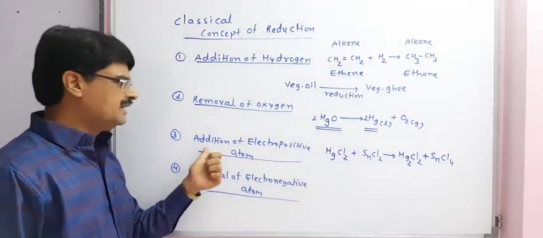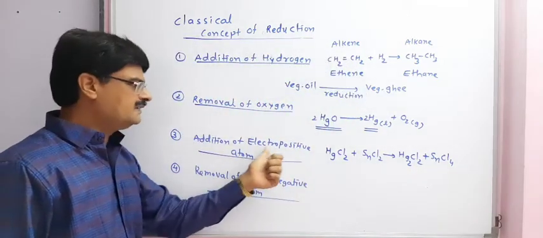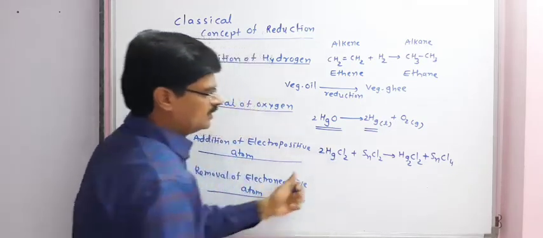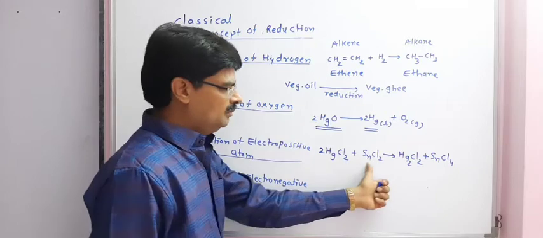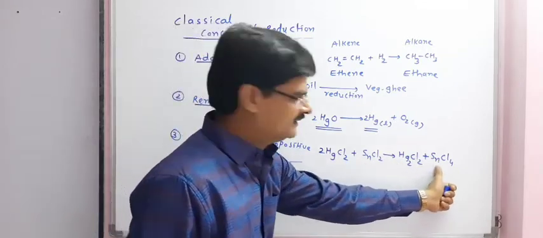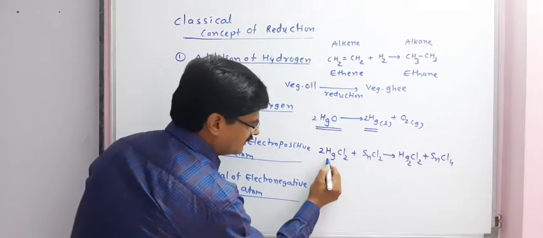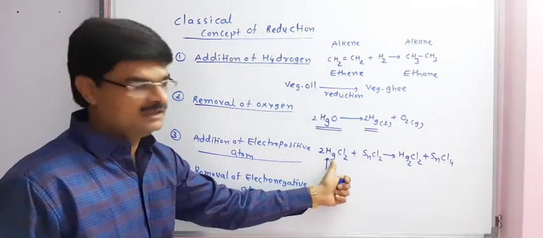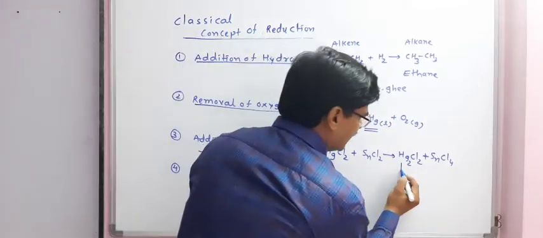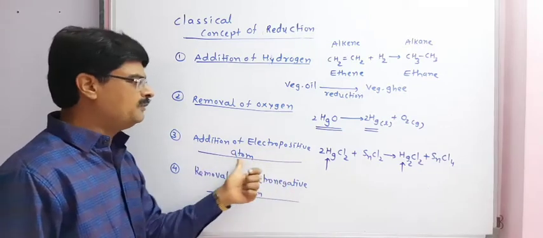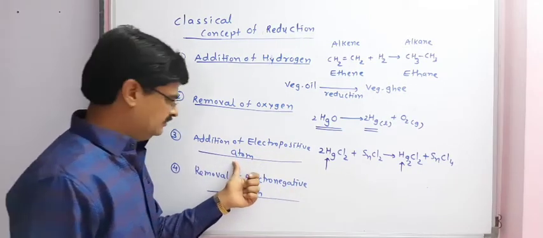Here, how is the reaction said to be addition of electropositive atom? Let us balance this. 2HgCl2 plus SnCl2 will give Hg2Cl2 plus SnCl4. On the reactant side, we have only one Hg, and on the product side we have Hg2. Therefore, we can say addition of electropositive atom.